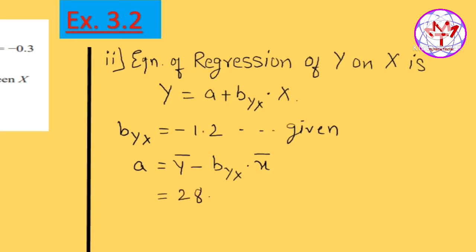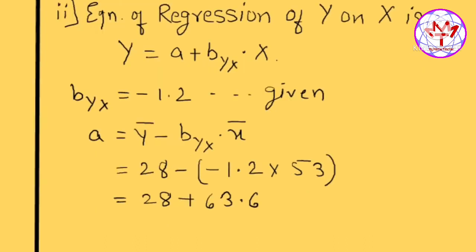So let us substitute. y bar is given as 28 minus byx, which is minus 1.2, into x bar, which is 53. So this is equal to 28. See, minus into minus will become plus and 1.2 into 53 will be equal to 63.6. So we get 28 plus 63.6, that is equal to 91.6. This is your a.